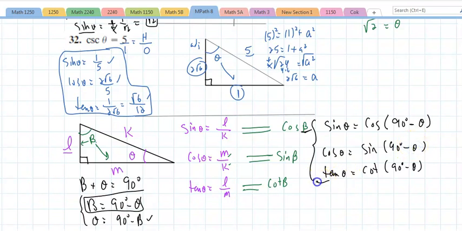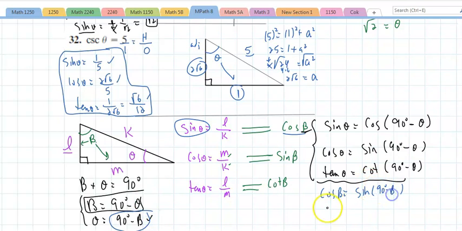And similarly, I could say the cosine of beta is the sine of theta. And what's theta? Theta is 90 degrees minus beta. I could say the sine of beta is the cosine of theta, and that is 90 degrees minus beta. And the cotangent of beta is the tangent of 90 degrees minus beta.